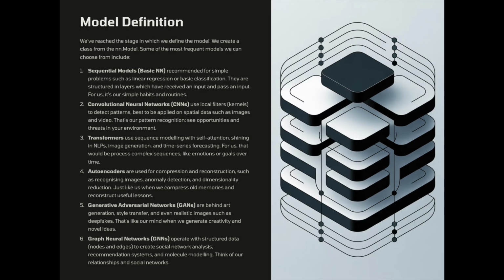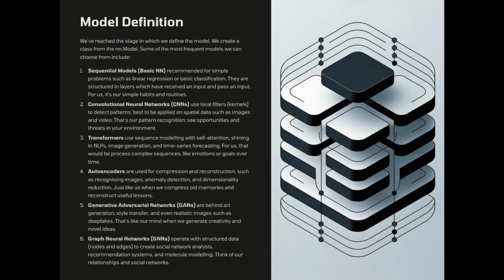4. Autoencoders are used for compression and reconstruction, such as recognizing images, anomaly detection, and dimensionality reduction. Just like us when we compress old memories and reconstruct useful lessons. 5. Generative adversarial networks, GANs, are behind art generation, style transfer, and even realistic images such as deepfakes. That's like our mind when we generate creativity and novel ideas. 6.